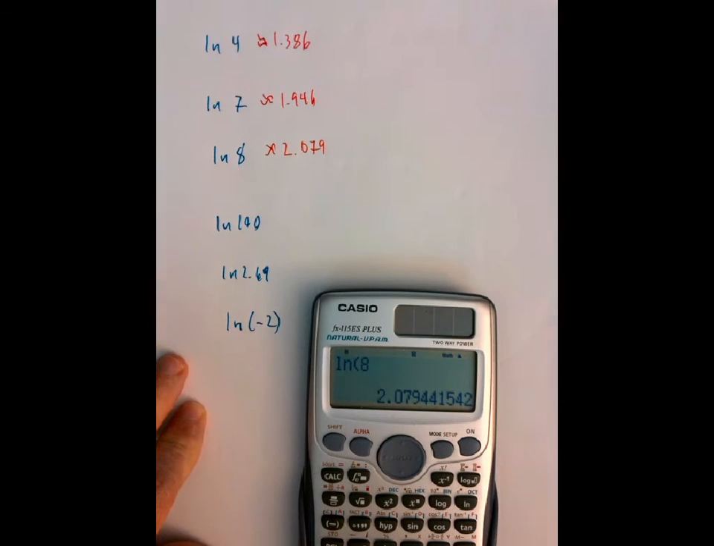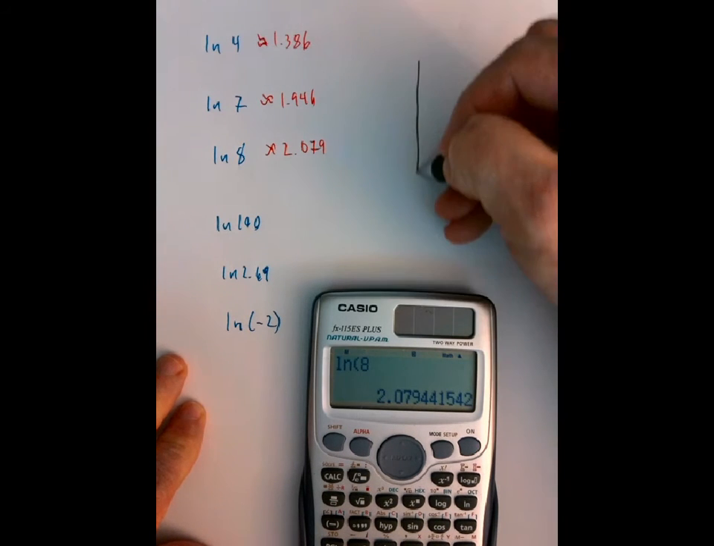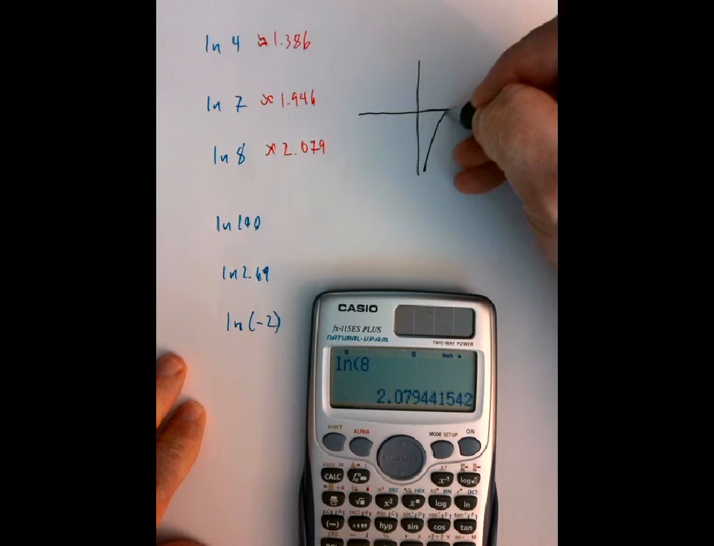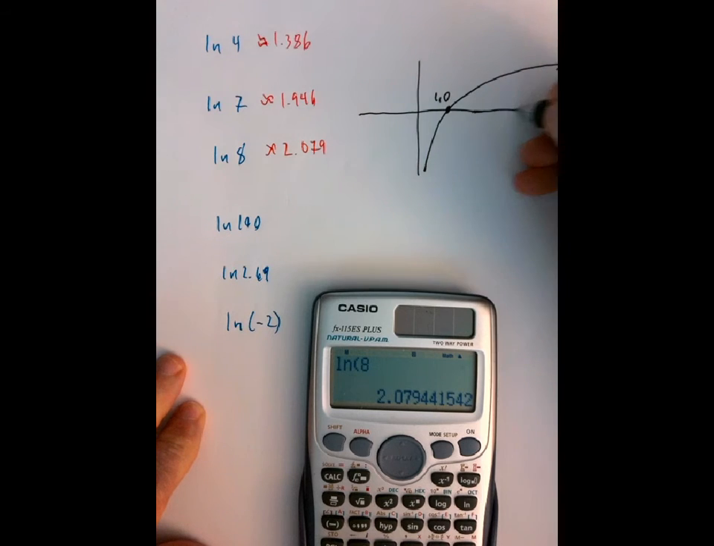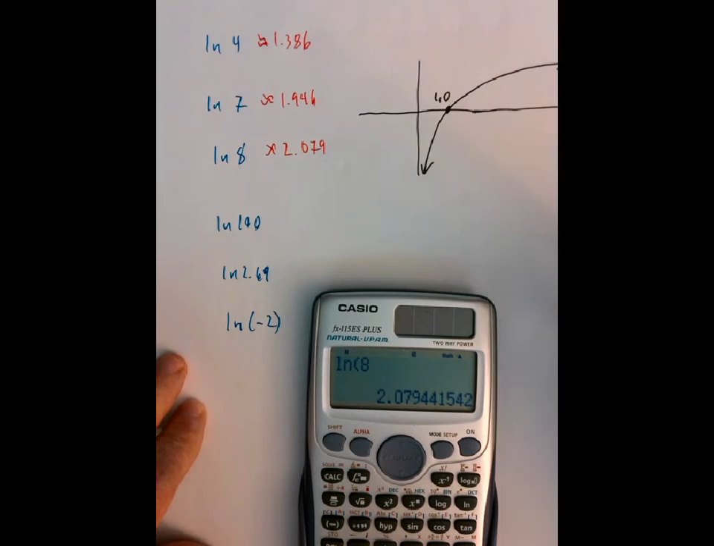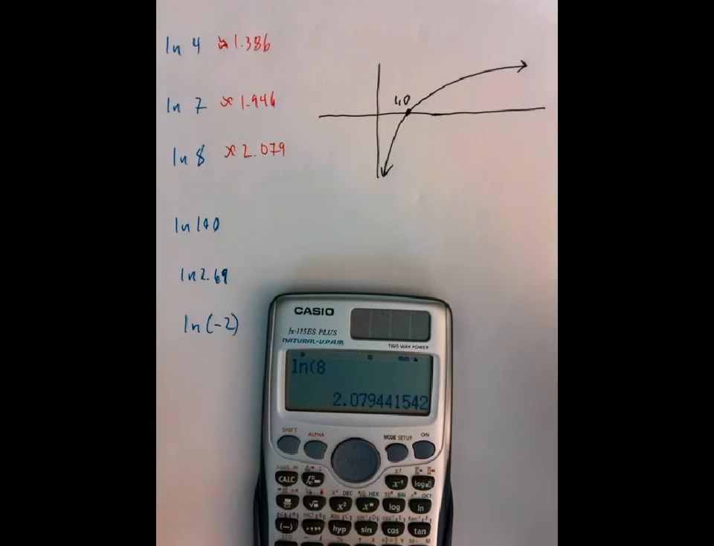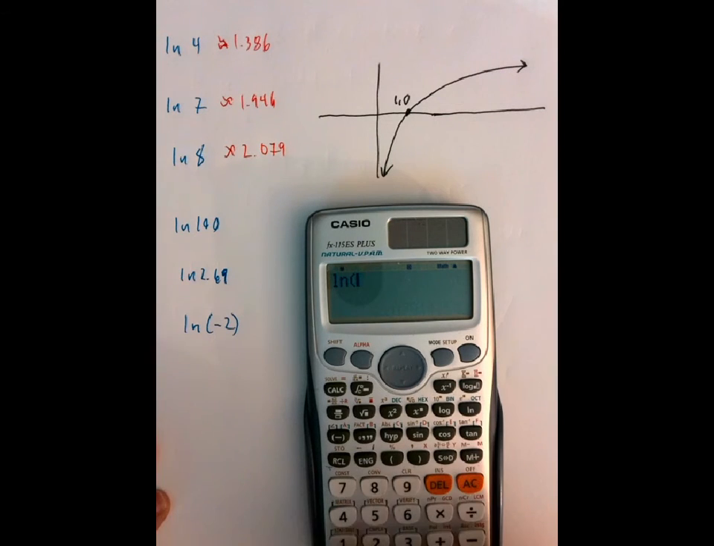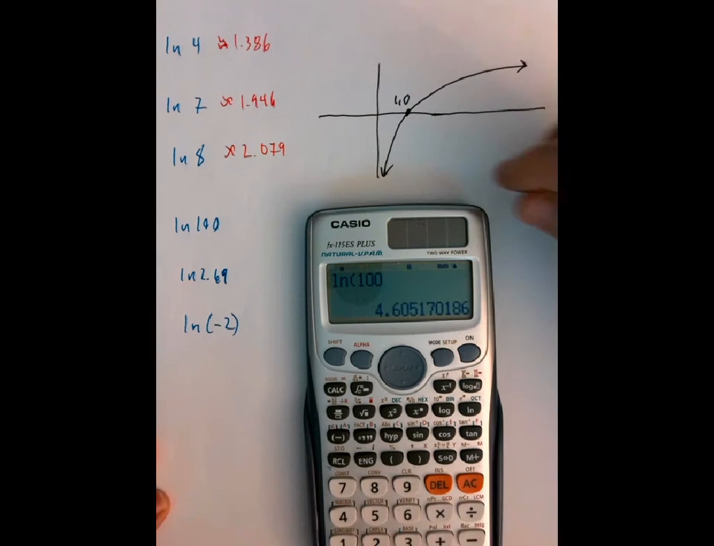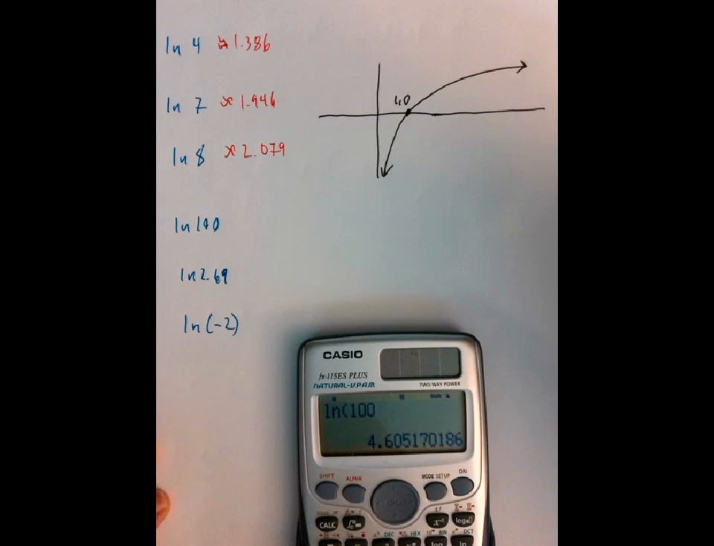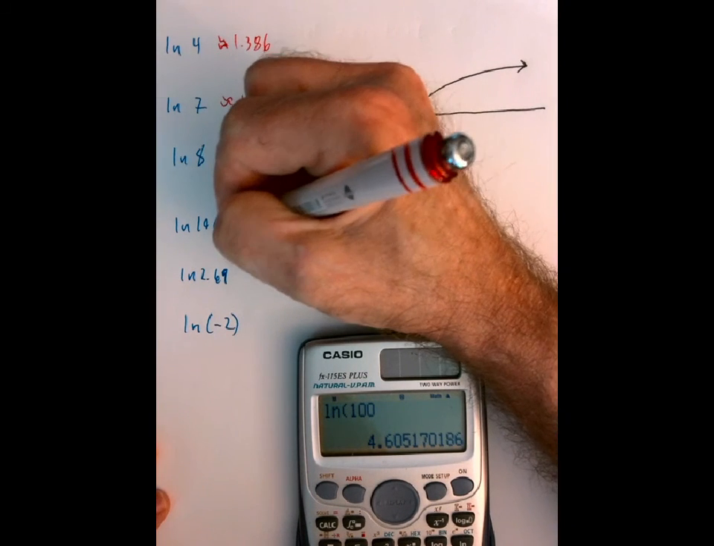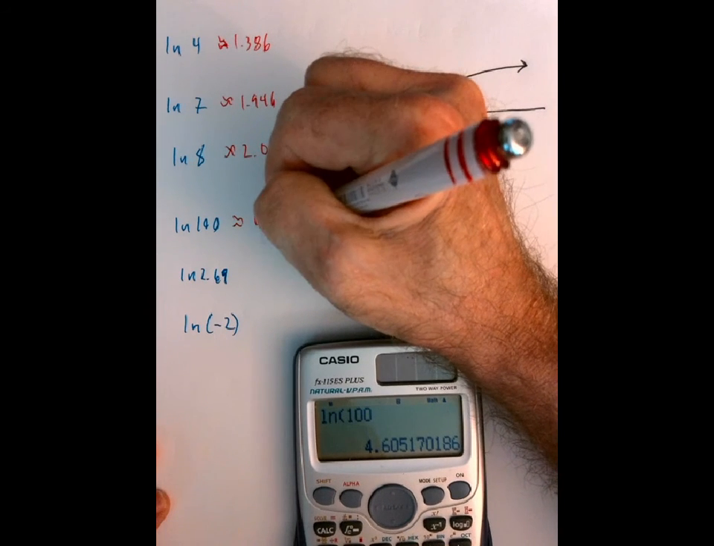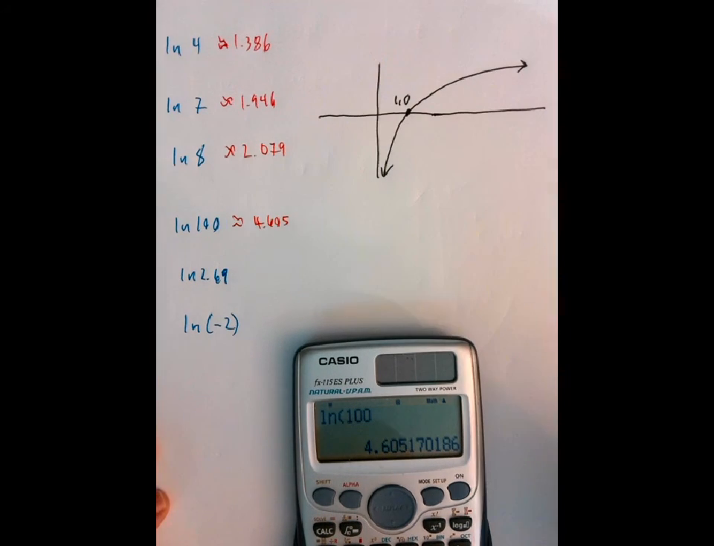Because the ln function graph is going to look like this, just like our other log graphs. There it is, that we did earlier. Okay, so let's go back again here. ln 100 is 4.605. Slowly it gets larger, but it doesn't grow very rapidly.